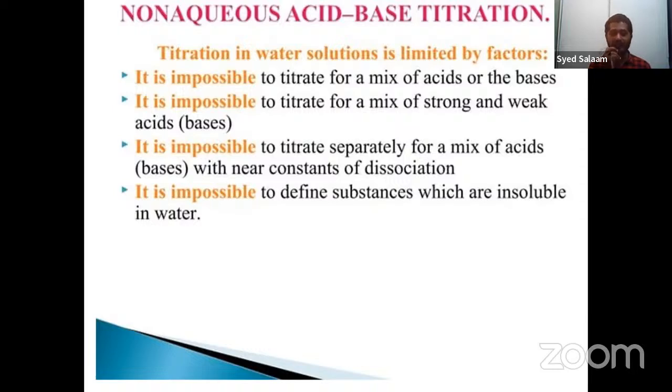So for that reason, compounds which are insoluble in water, as well as compounds which are a mixture of acid and base, or which are weak acids or weak bases, cannot be titrated by normal acidimetry, alkalimetry, or aqueous titration. We need to use different types of solvents other than water. Such titrations are regarded as non-aqueous titrations.